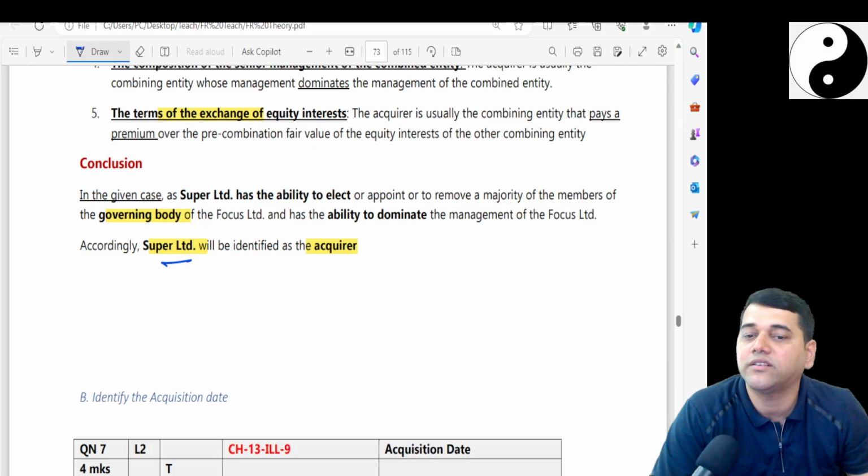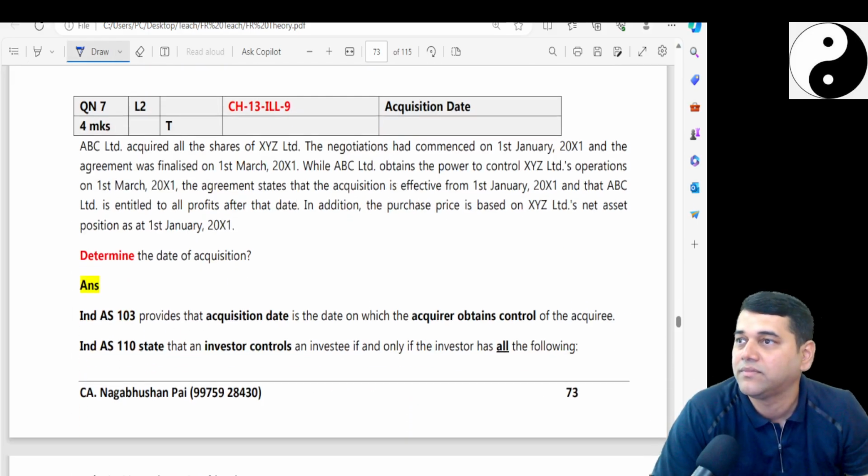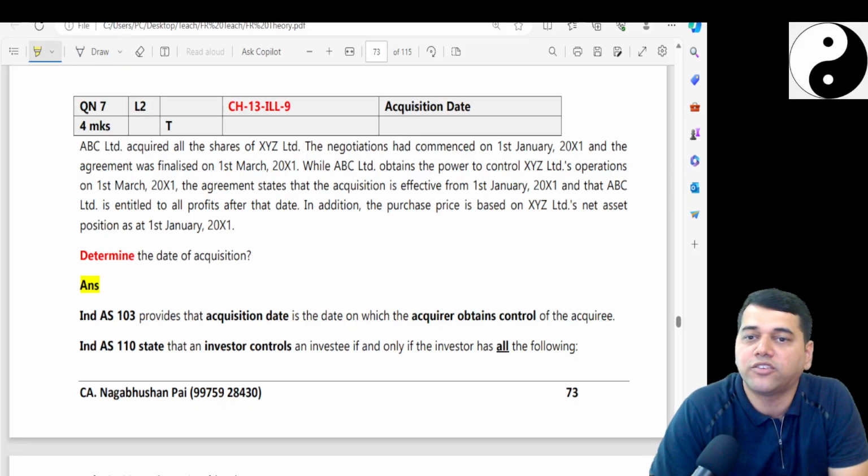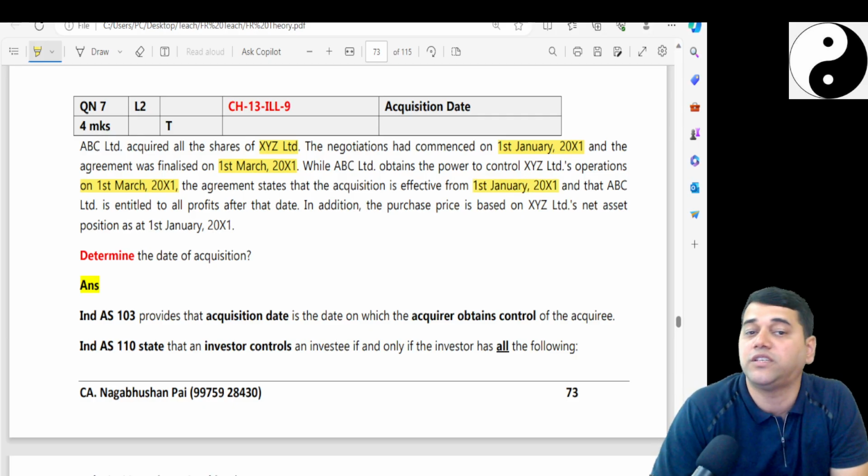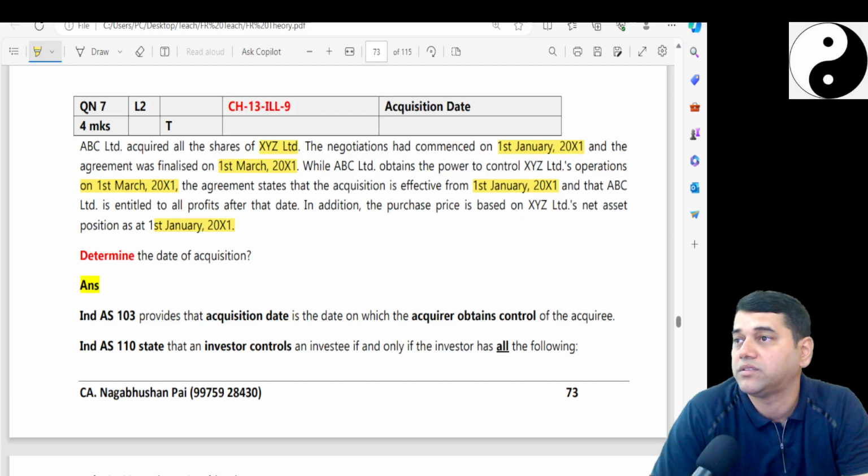Yes. So now we will discuss the acquisition date. Acquirer, we have seen scenarios. ABC acquired the shares of XYZ Limited. The negotiations had commenced on 1st of January. The agreement was finalized on 1st of March. So on which day was it acquired? They obtained the power to control operations on 1st of March. The agreement states that it is effective from 1st of January, that they are entitled to all the profits after that date. In addition, the purchase price is based on the net asset value on 1st of January. Determine the date of acquisition.